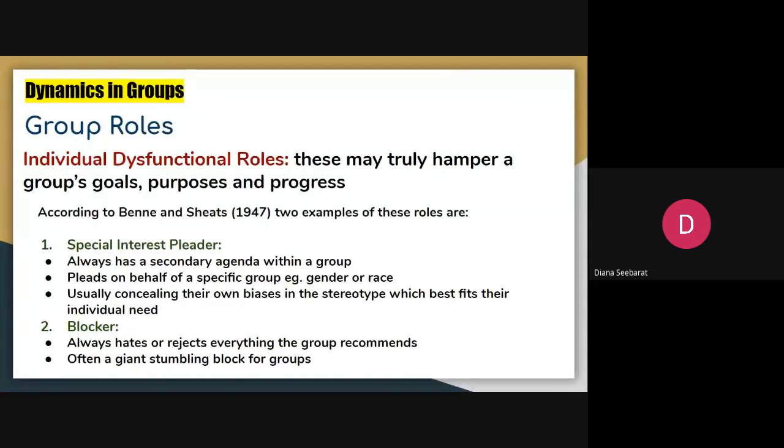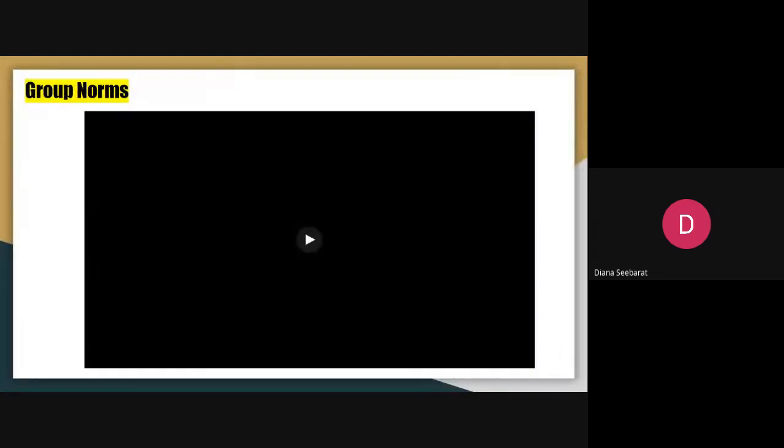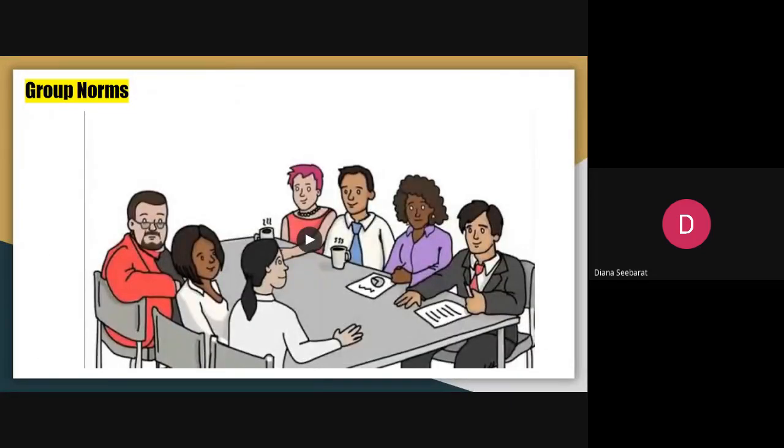So this person is always very active in a group. In most groups that you are in, there must be someone who, even if it's slightly, would take on this role. So the next topic is group norms, and the video could be played now.